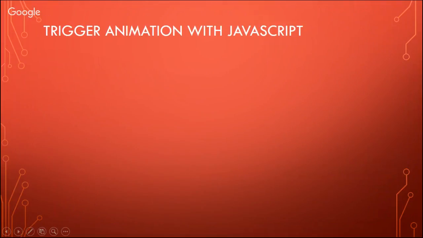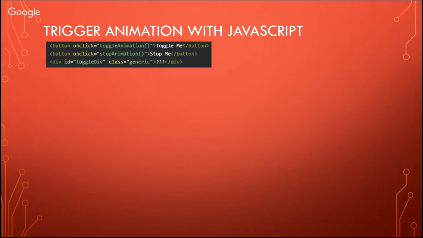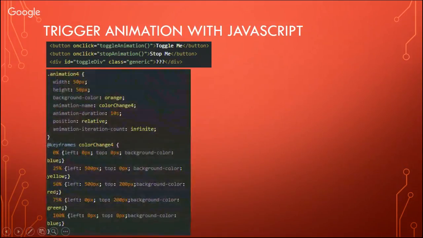Okay, so how do we trigger the animation with JavaScript? Here's an example of the HTML. I coded two buttons real fast, one to start the animation, one to stop it. Here we have our default CSS class, and then here's our keyframe. We're going to use percentages again, but this time, instead of just doing one thing, we're actually going to move our object and change its color.